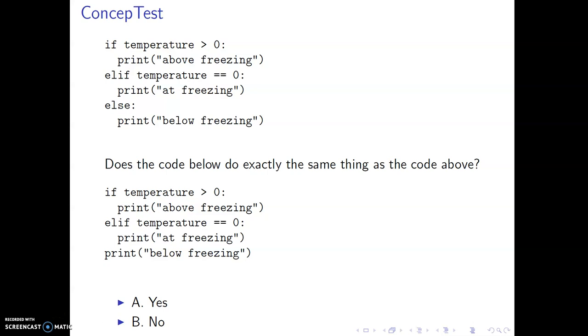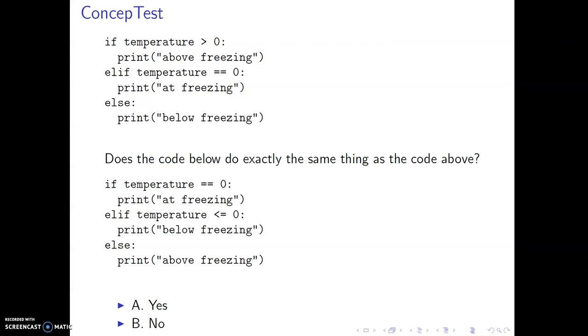So how many times do you think it's going to print below freezing? Take a moment and just test this out. So all the time, right? I hope you tested it out or at least have thought through it. All the time it's going to print below freezing, regardless. Even if you have something that's a positive measure of temperature, it will print above freezing, below freezing. So no.